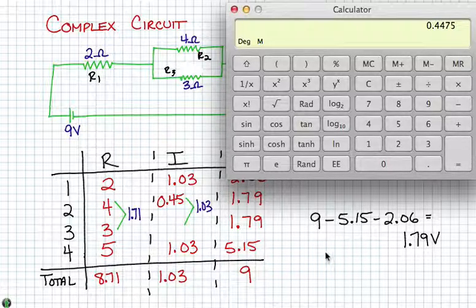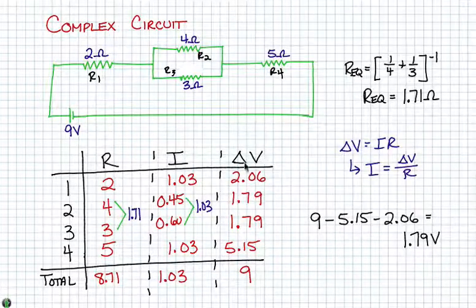I have 1.79 volts for resistor 3. If I divide that by my resistance, as per Ohm's law, I will get 0.59. I'm going to go ahead and round that to 0.60. So 0.60. If we double check now, we already went through it, my voltages will add up.